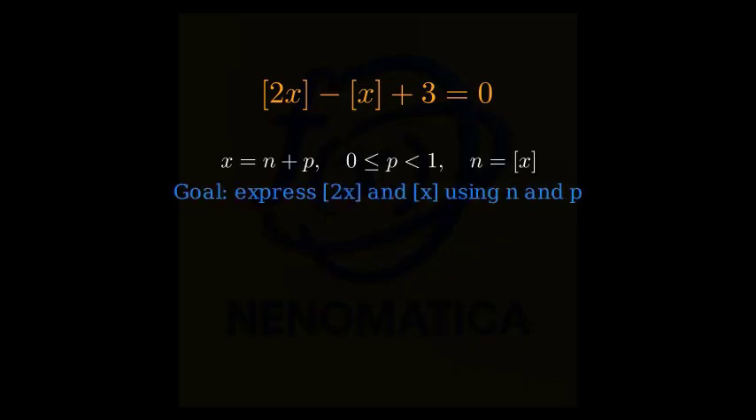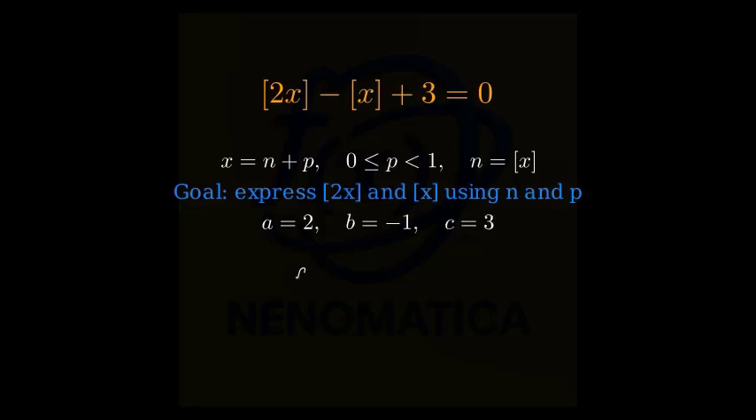The algorithm for equations of the form a[x] + b[x] + c = 0 yields a formula for n. In our case, a = 2, b = −1, and c = 3.